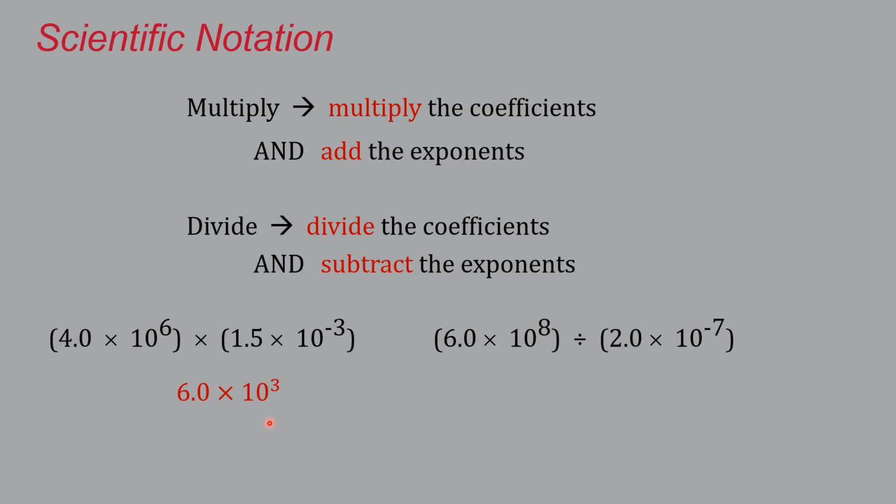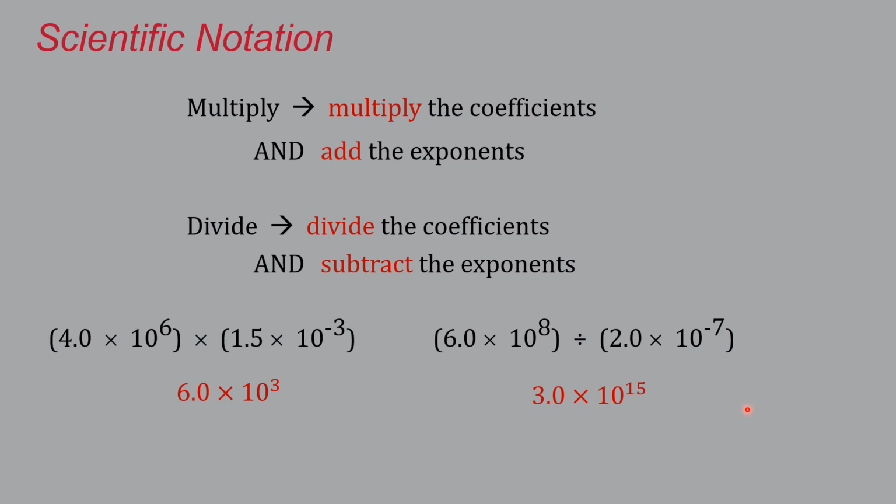Now let's do the same thing for the division example. For the coefficient, we're dividing 6 by 2. That's going to give us 3. And we are subtracting the exponents. Now, did you guess 3 times 10 to the positive 15th?